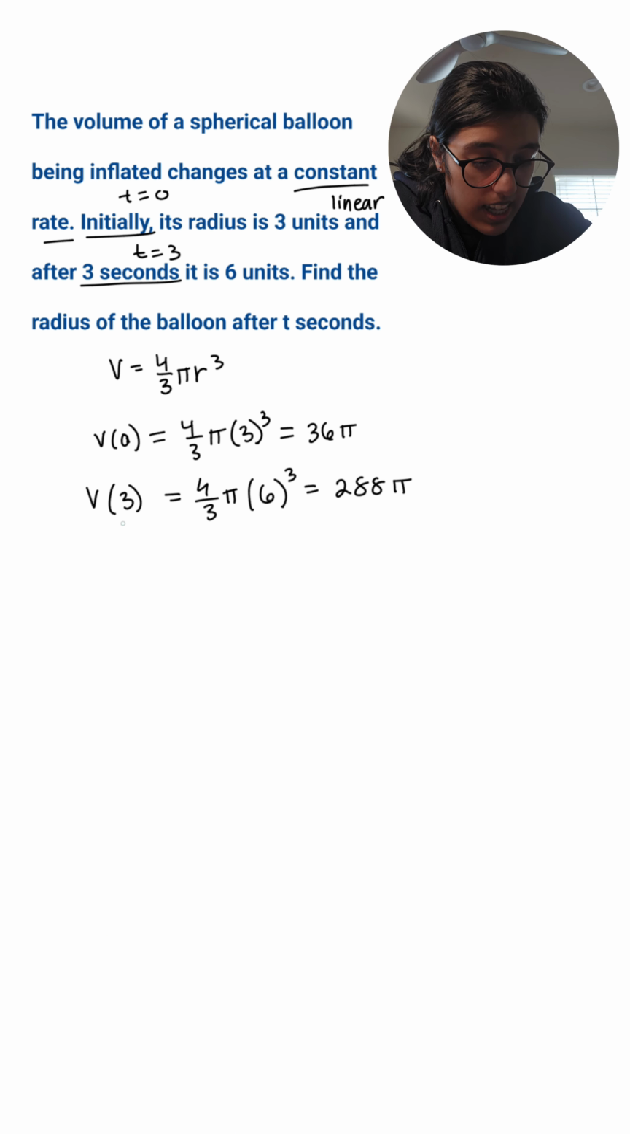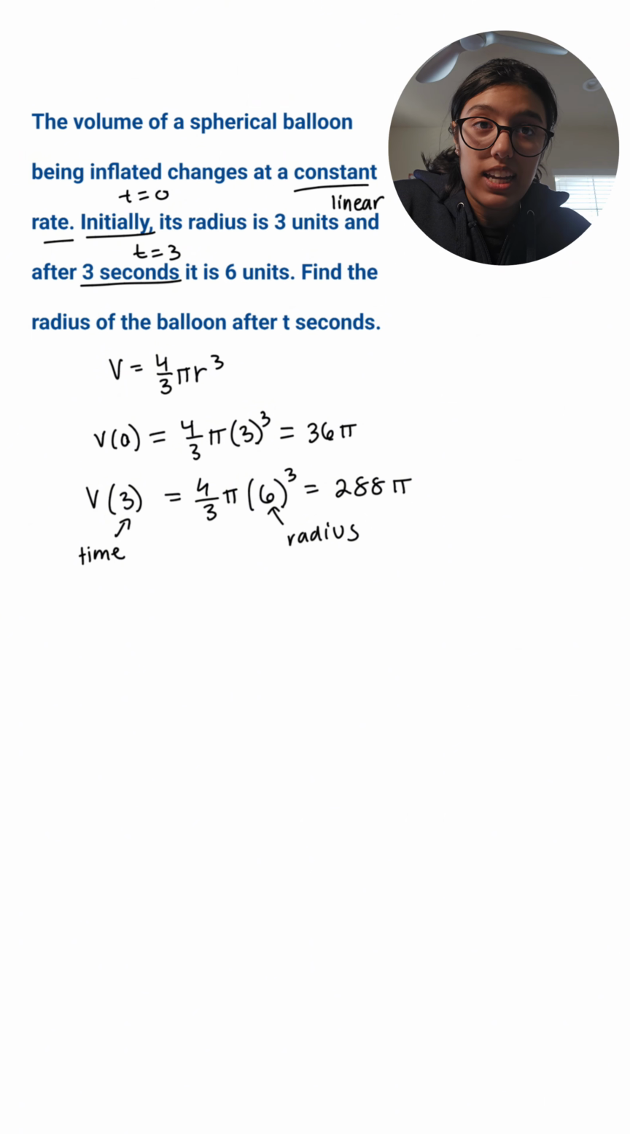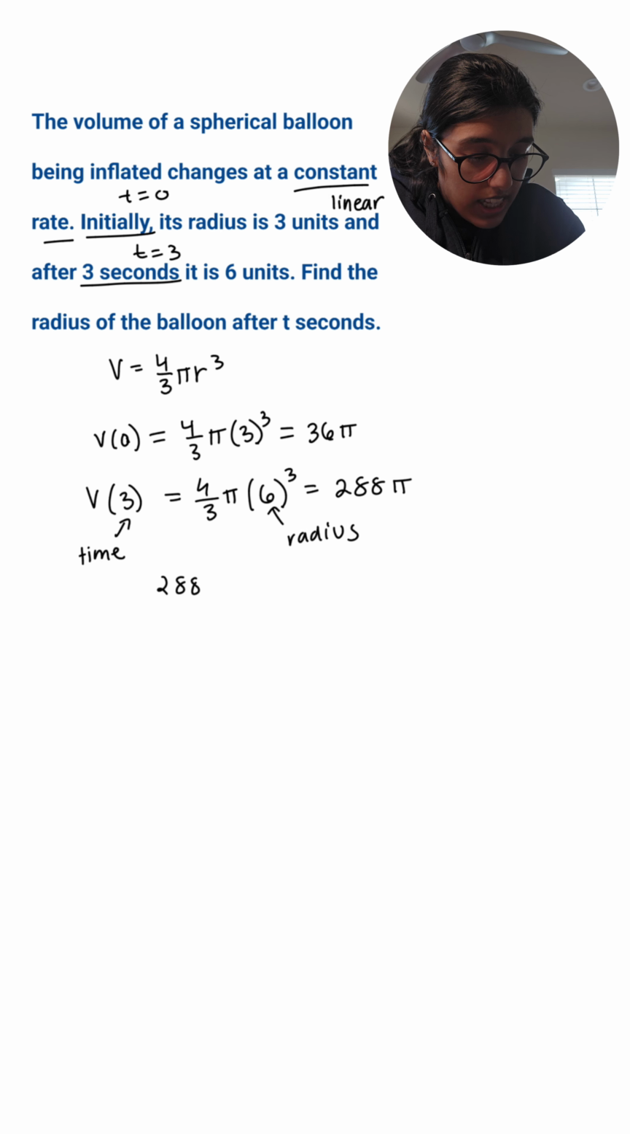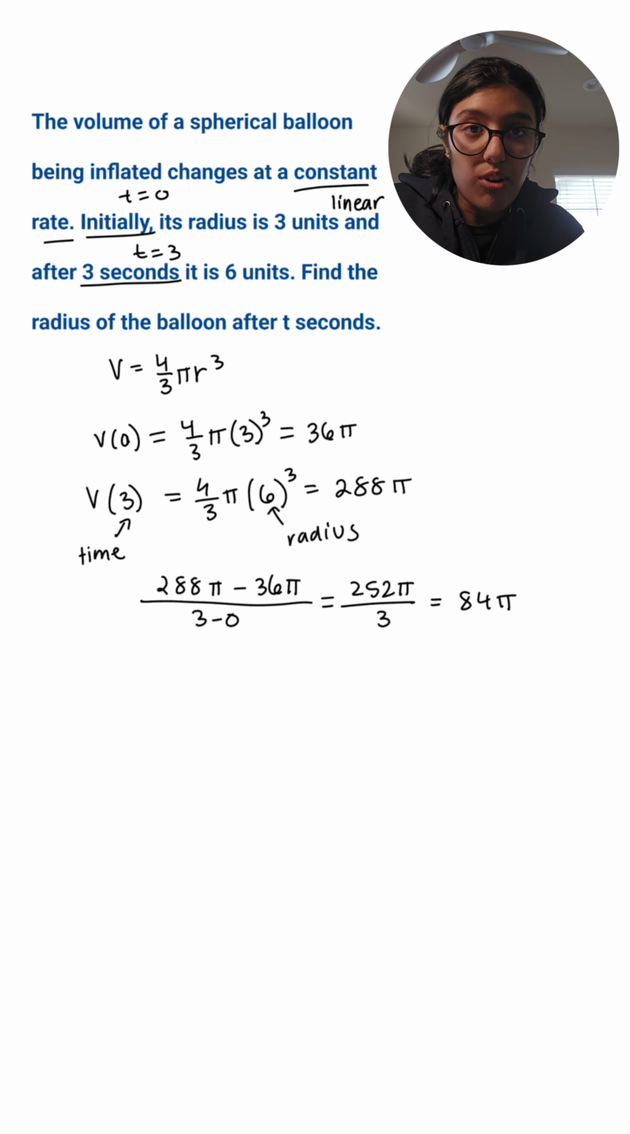Just to remind you, this is the time we're looking at, and this is of course the radius, and they gave both of them in the problem. We just found the volume. Now I know that the volume increases at a constant rate, so I can just use y2 minus y1 over x2 minus x1 to find that constant rate. That's 288 pi minus 36 pi over 3 minus 0, which equals 84 pi. So every second, the volume is increasing by 84 pi volume units.